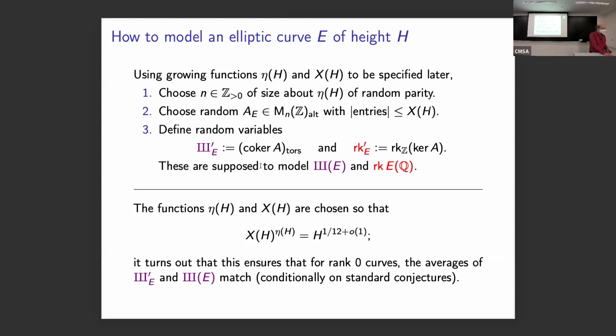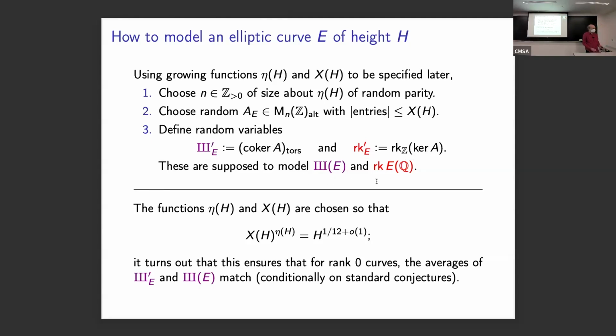And then you can define what should be modeling the Shafarevich-Tate group and the rank. So the rank, as I said, is the rank of the kernel, and then the cokernel as a map from Z^n to Z^n. The torsion subgroup of that should be acting like this, and these are supposed to model these two groups.